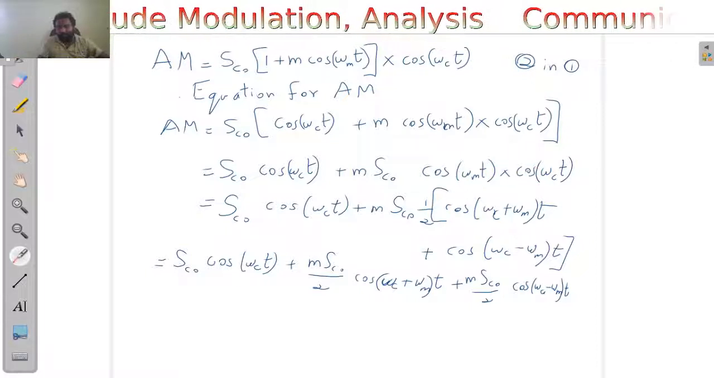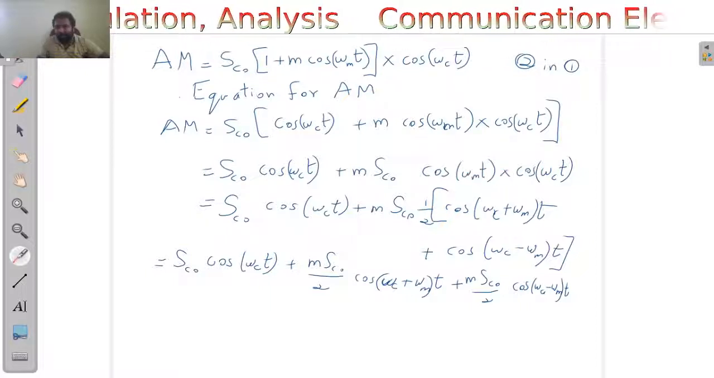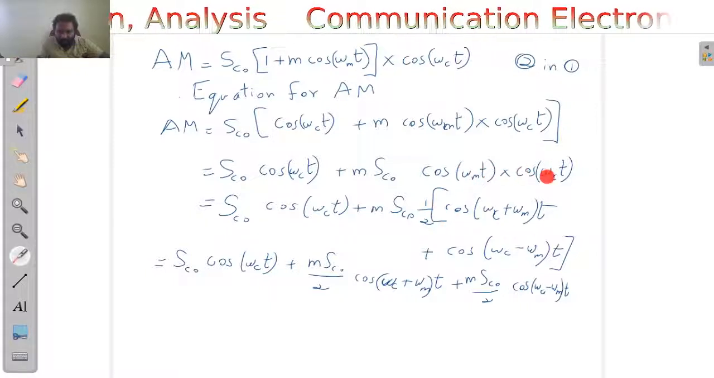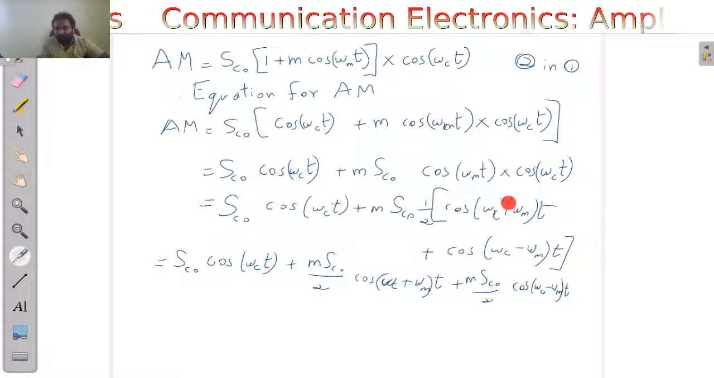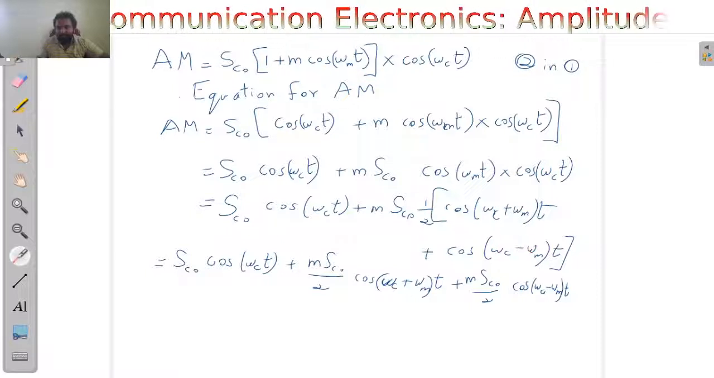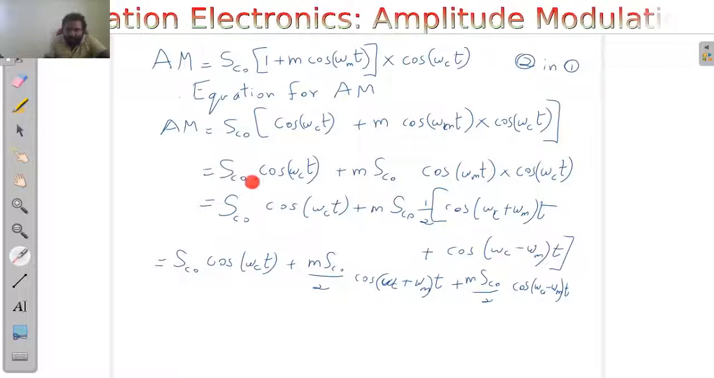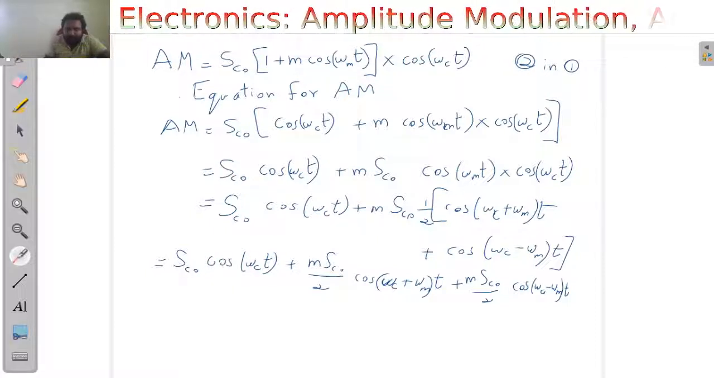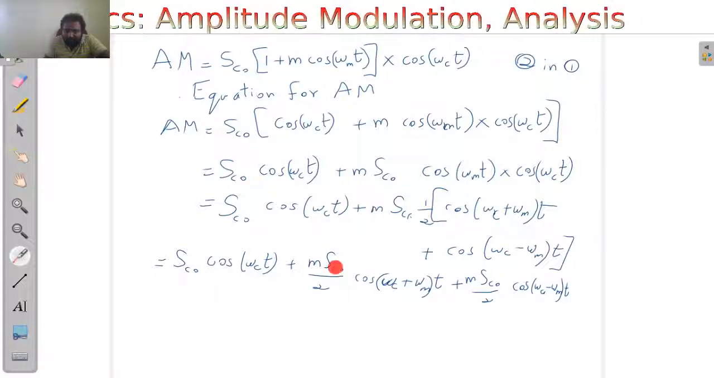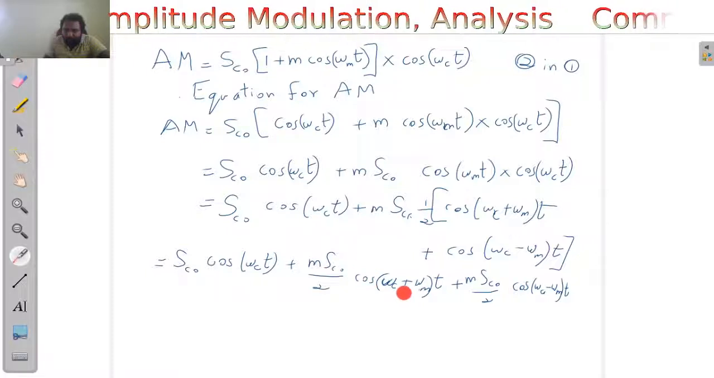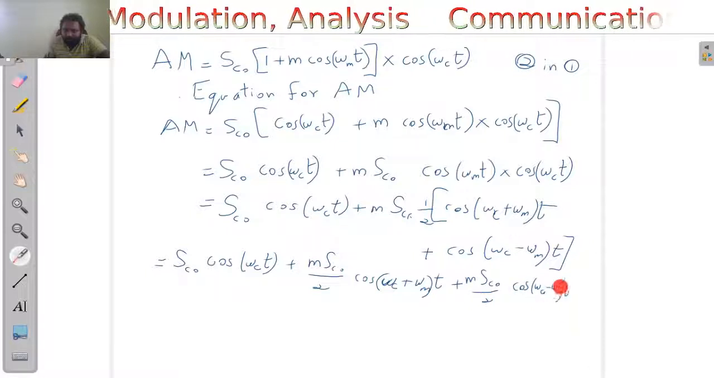What is frequency translation? It is the multiplication of two cosine waves of different frequencies. So we are multiplying these two frequencies, and when we multiply them, you get a sum term for the frequency and a difference term for the frequency. So you get two frequencies. Hence we have the first term coming here. The second term, when you expand, is m SC0 by 2 cos omega c plus omega m into t, plus m SC0 by 2 cos omega c minus omega m into t.